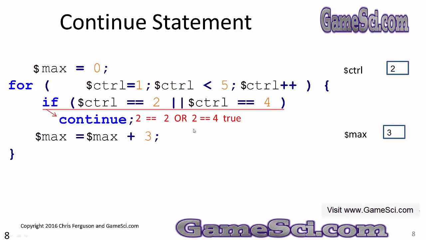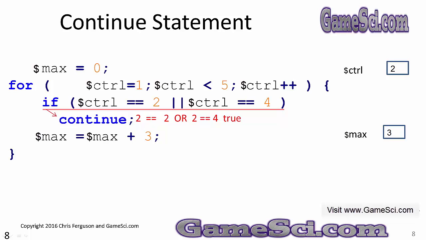Now something has changed here. There's a 2 in the variable ctrl. 2 == 2 is true. 2 == 4 is false, but the OR only needs one of them to be true for a result of true. So this if statement is going to evaluate to true. And when it evaluates to true, we are going to take this arrow and execute the continue.